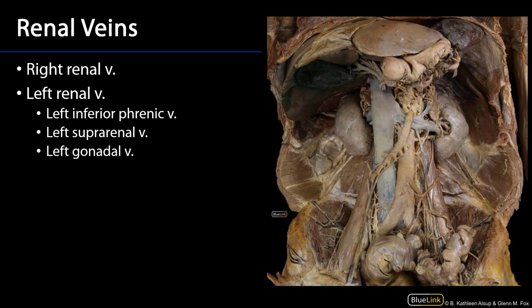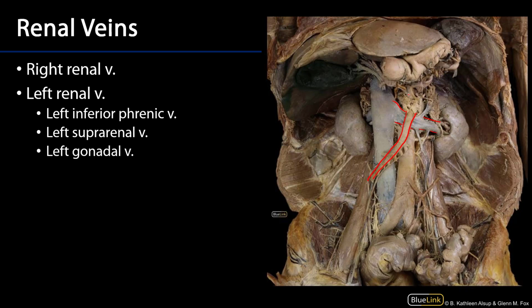Now, looking more anteriorly, we can see the renal veins, and the left renal vein is much longer than the right renal vein. It's typically about 3 times as long, and that's because it has to cross over the abdominal aorta. We can see that classic relationship between the left renal vein and the superior mesenteric artery, which we'll come back to in a second.